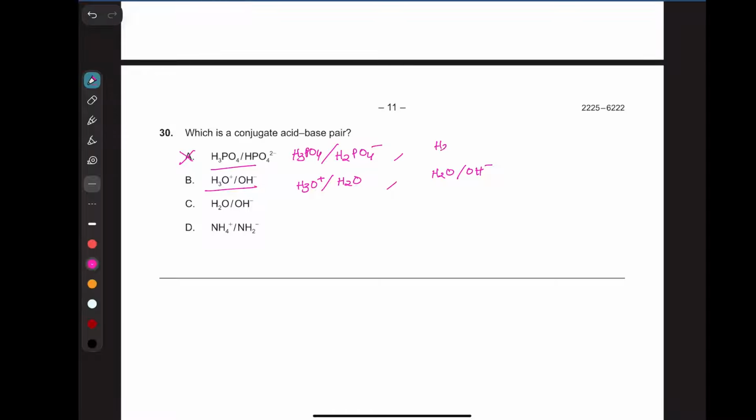So here we can also write this. And then H2O, OH minus. Yes, this is correct because if you add H plus to OH minus, you get H2O. If you remove H plus from H2O, you get OH minus. Answer would be option C.